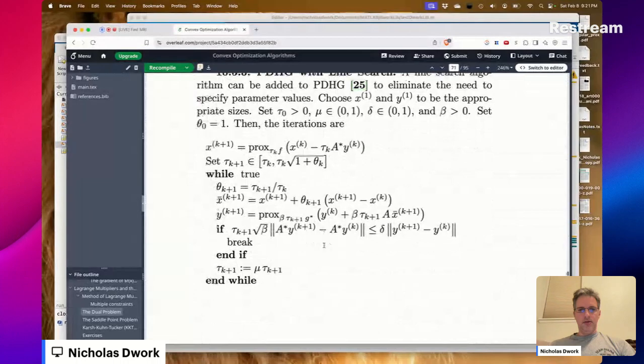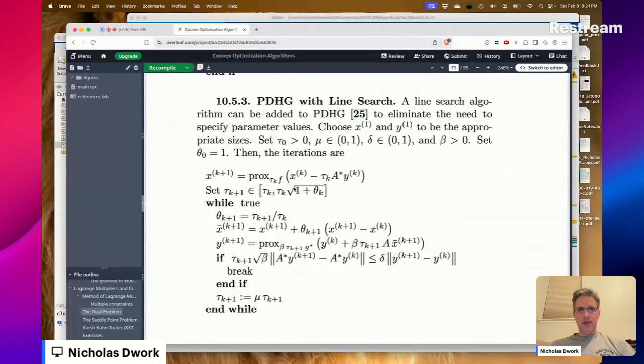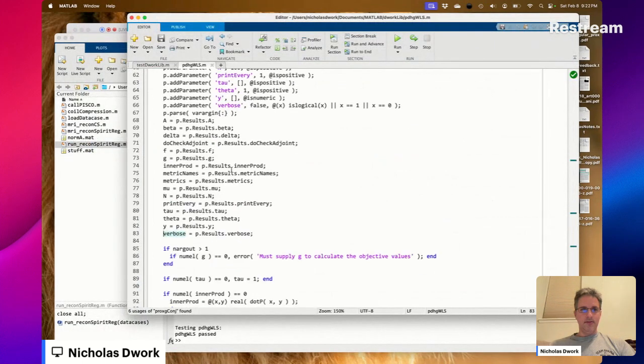So this is the one that I've implemented. PDHG with line search. The iterations are as follows. x of k plus 1 is prox tau k f, x of k minus tau k A star yk. Is that what we've got? Let's find out.